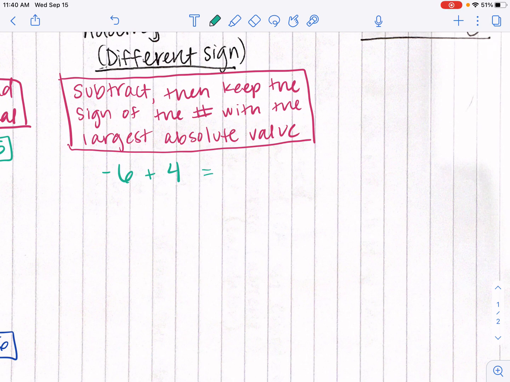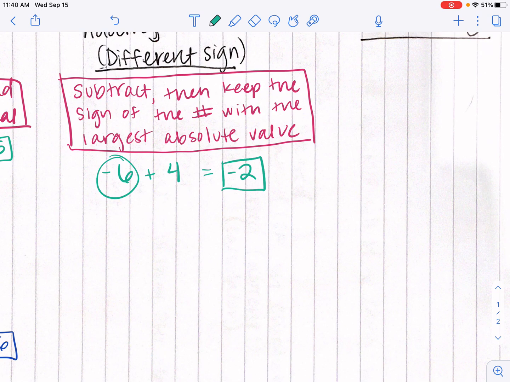I like to think of it like a tug of war. This 6 is pulling you in the negative direction, and this 4 is pulling you in the positive direction. Since 6 is bigger, it's pulling you farther. So your answer is still going to be negative because 6 has a greater absolute value than 4. Then I just have to find the difference between the two numbers. The difference between 6 and 4 is 2 because 6 minus 4 is 2. So my answer is negative 2.